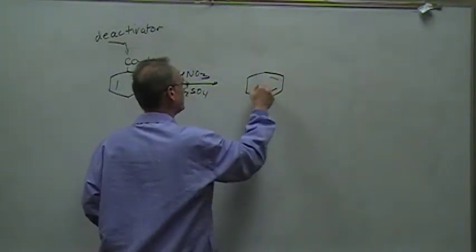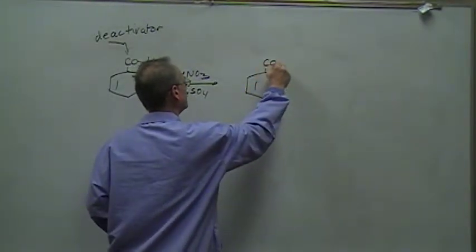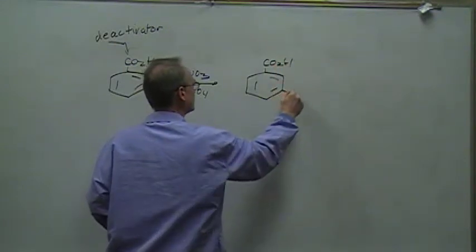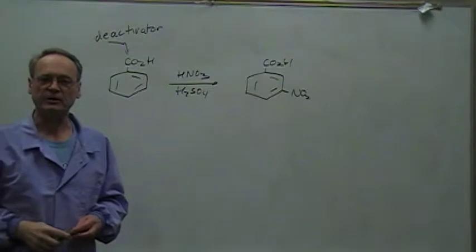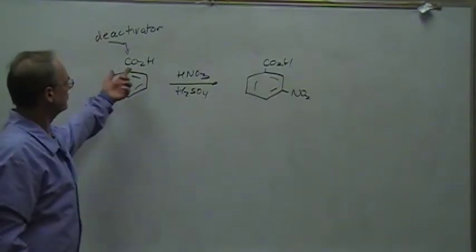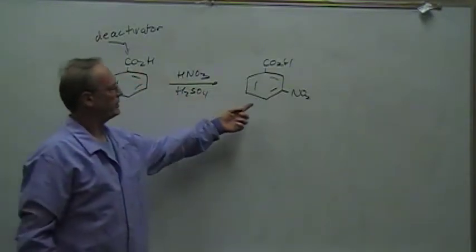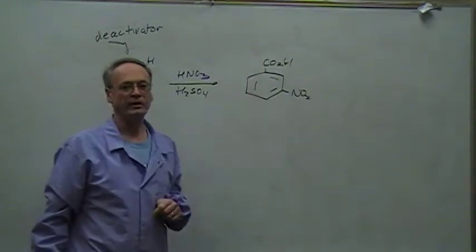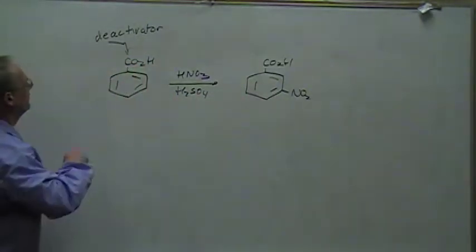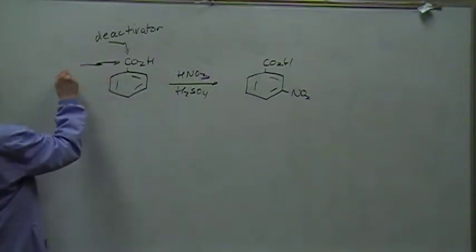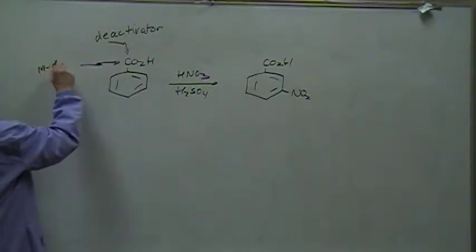And it turns out that the new nitro group ends up going on meta. Very interesting. In the case of a methyl group already on the benzene ring, we saw that it went on ortho and para. In this case, it ends up going on meta. So therefore, the benzoic acid group must be what's called a meta director.